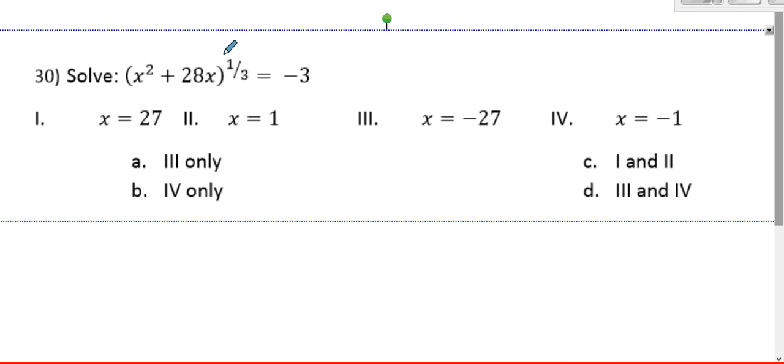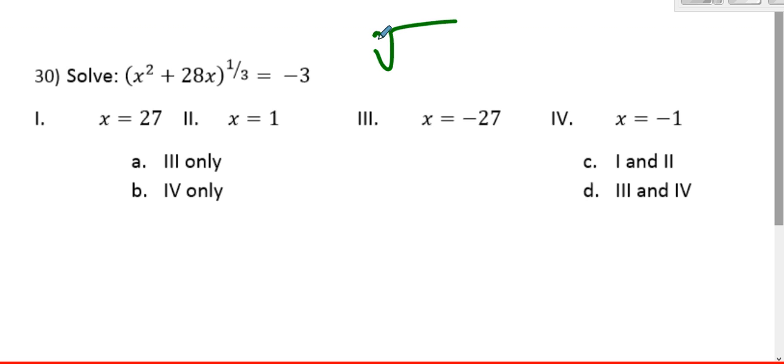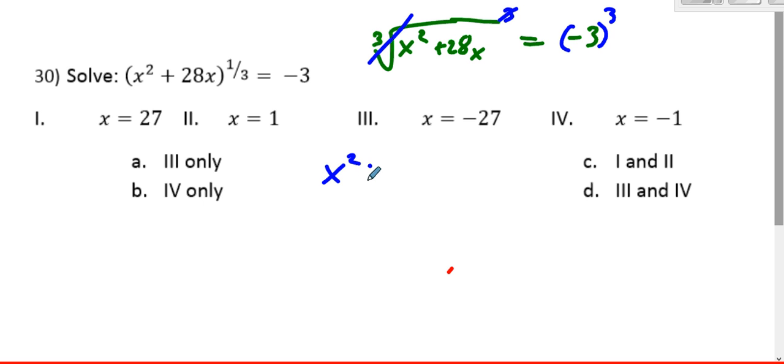So when you're solving, and it's got the 1/3 exponent, 1/3 exponent just means cube root. So since that's just a cube root, you get rid of a root by raising it to the power. Since that's a cube root, we're going to cube both sides. So the cube cancels the cube root. So you have x squared plus 28x, and then negative 3 to the third. So negative 3 times negative 3 times negative 3 is negative 27.